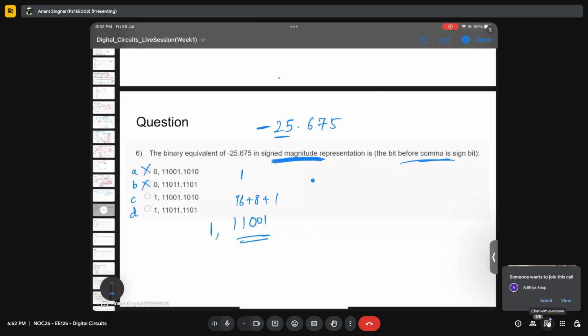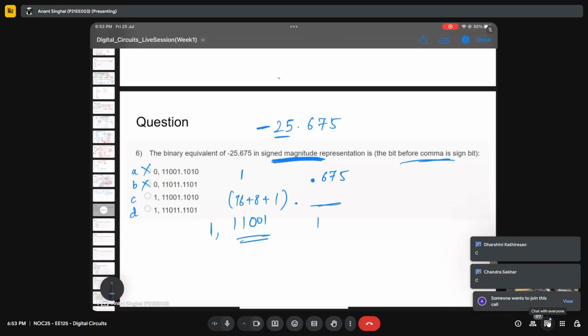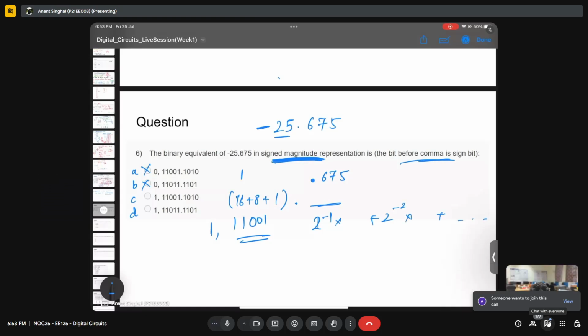Now after the decimal, let's say something point something is written, right? We start with the first digit, that is 2 raised to the power minus 1 times something, 2 raised to the power minus 2 times something, plus and so on. We do not start with 2 raised to the power 0 after the decimal point. So we always start with 0.5, right? Since the number is greater than 0.5, I need to write 1 here. So this will be 0.5 plus half of that, that will be 0.25. So can I take 0.25?